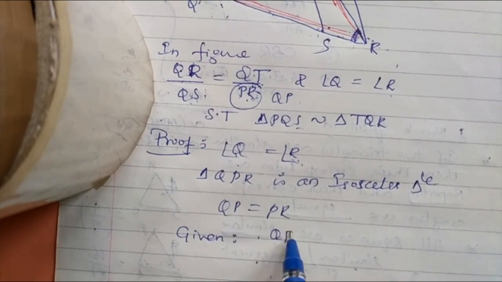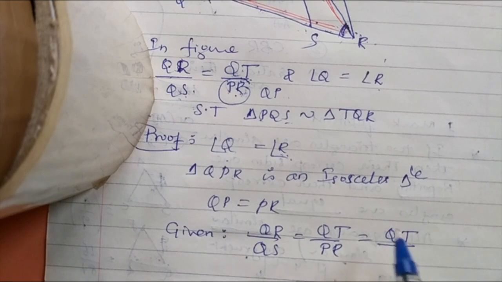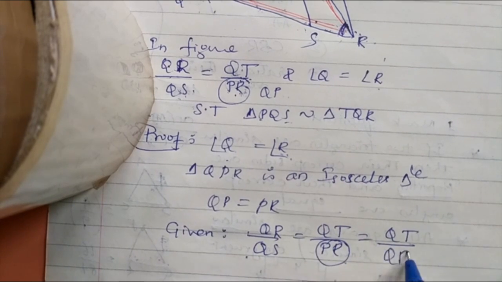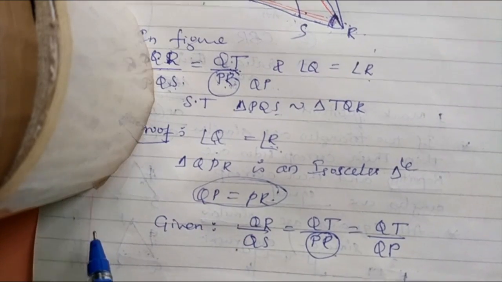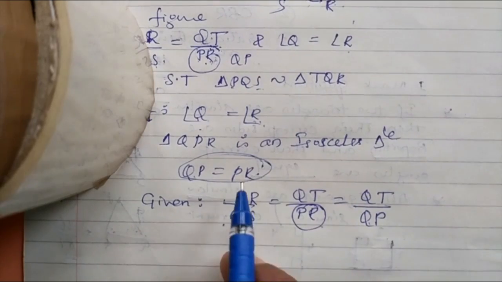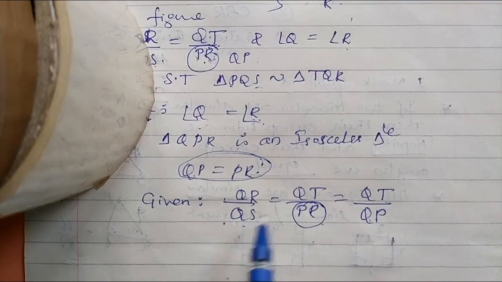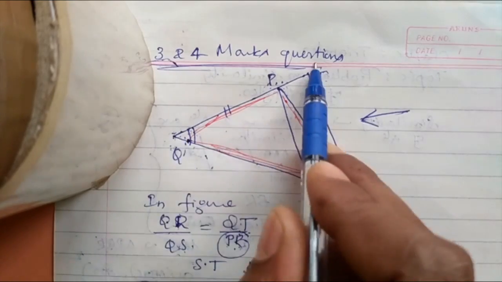The given is QR by QS is equal to QT by PR. PR is changed to QP because these two are equal by isosceles triangle. Then in place of PR, you can replace it by QP. Now read: QR by QS equals QT by QP.